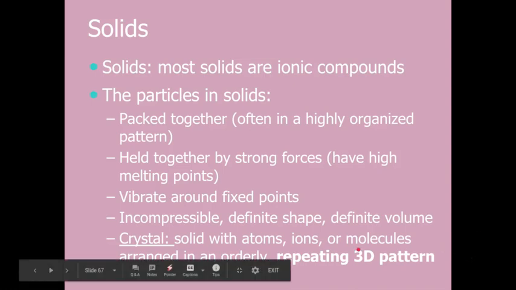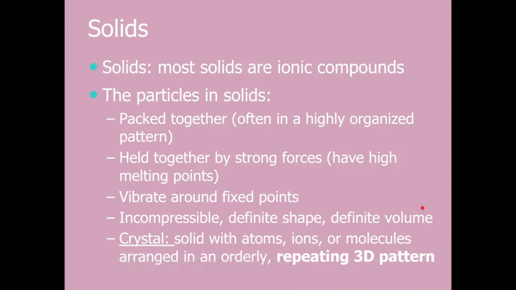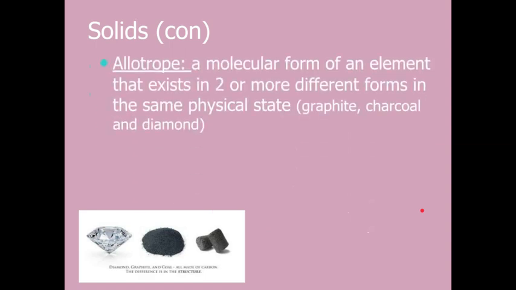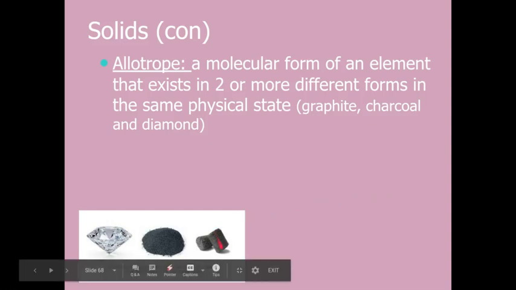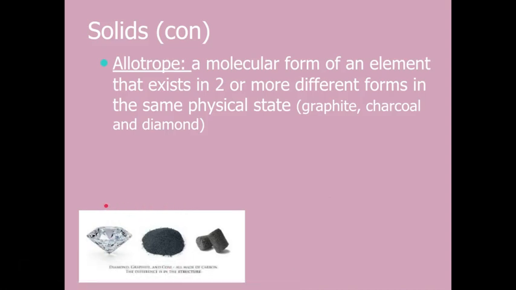A few vocab words that you might hear as we're going through this chapter are, when we're referring to solids, you might hear crystal. A crystal is just a solid with atoms, ions, or molecules arranged in a nice, orderly, repeating 3D pattern. Another vocab word that you might hear is allotrope. An allotrope is a molecular form of an element that exists in two or more different forms in the same physical state. So for example, graphite, charcoal, and diamond. There's a picture down here at the bottom of your screen that shows these substances that are all made out of carbon, but have very different shapes and looks.